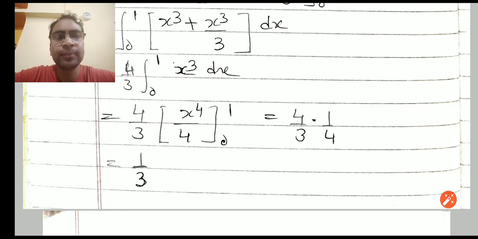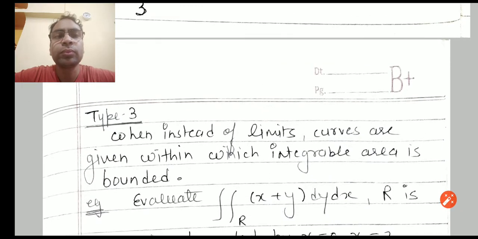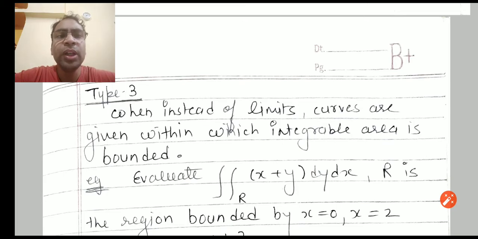This is 1 upon 3. So this is the type 2. Now type 3, whenever instead of limits in the question, curves are given or boundaries are given. So let's see what type of equation this can be.